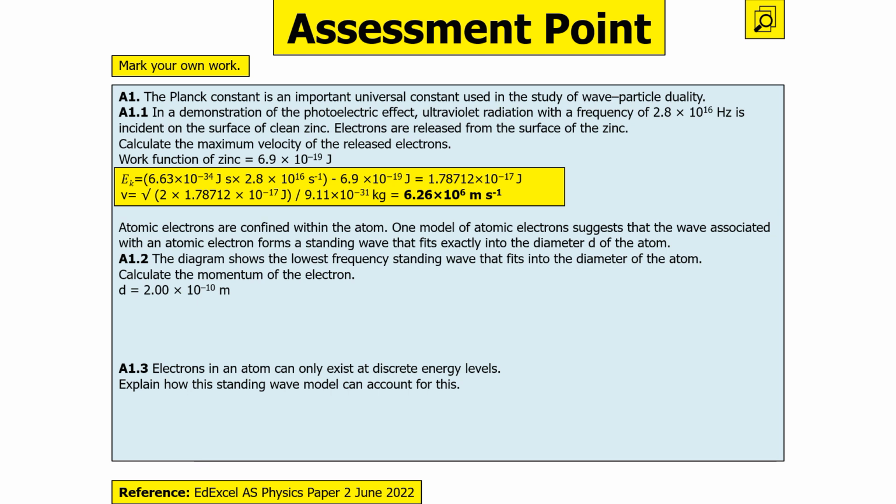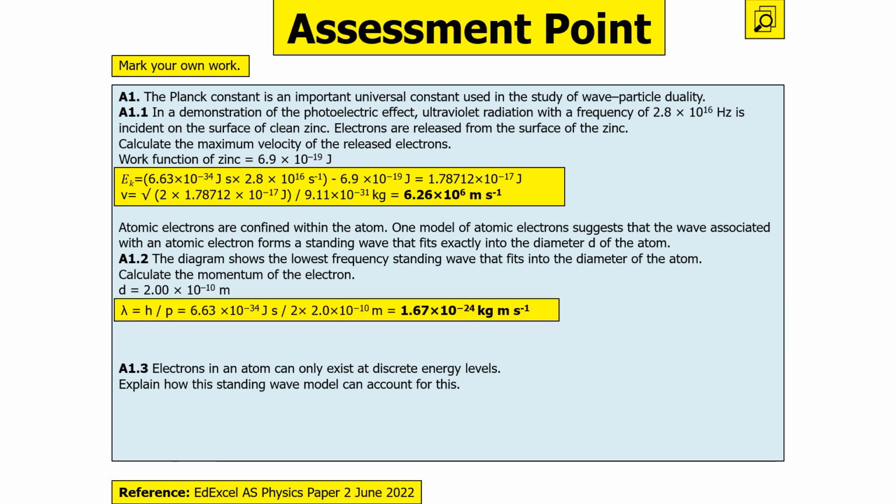This next one, we can work out the momentum because we know the de Broglie wavelength is Planck's constant over mv, which is the momentum. So we can rearrange it. We can make the momentum the subject, and we get 1.67 times 10 to the minus 24 kilogram meters per second.